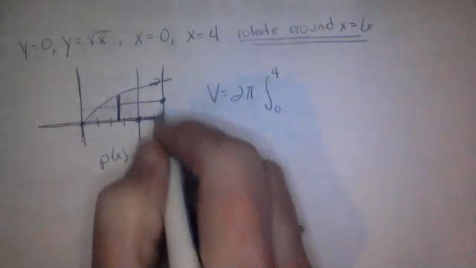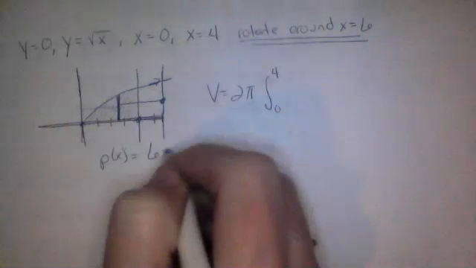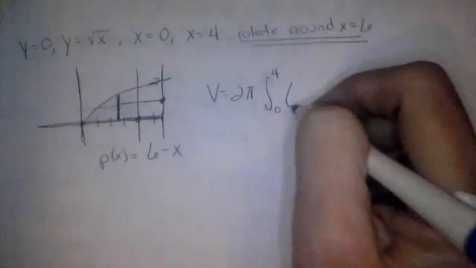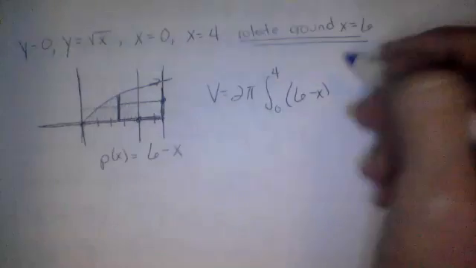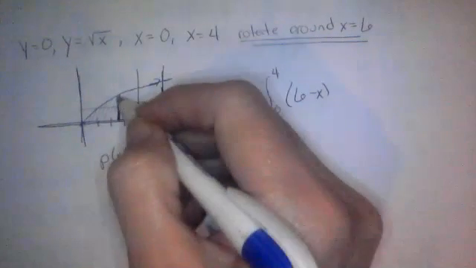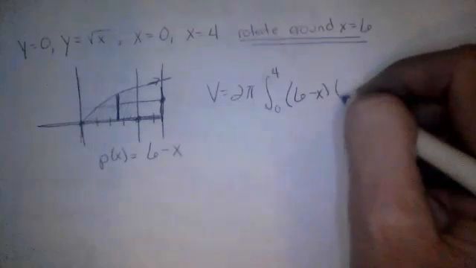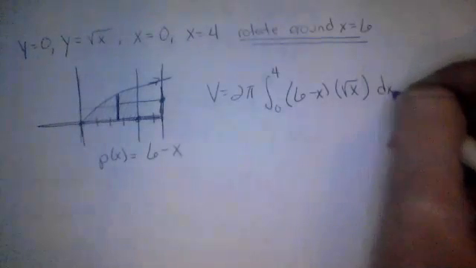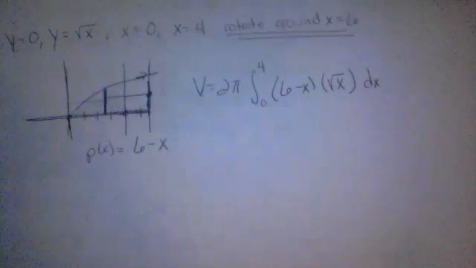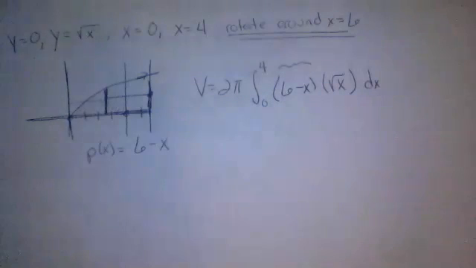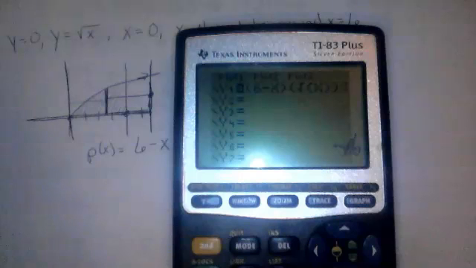So p of x in this one would be 6 minus some x value. So that's what we're going to put here instead of just x, is our axis of rotation minus x, and then our height, which is the square root of x minus 0, or just square root of x. And that's the only difference. Whenever you're rotating around some other vertical line, this p of x value is going to change. It's not going to be just x. And then we can just type it in the calculator.